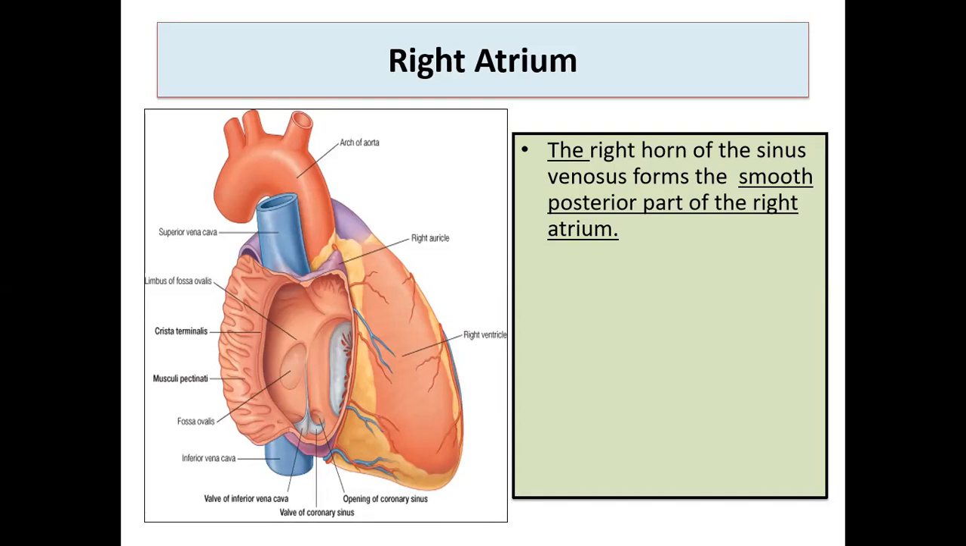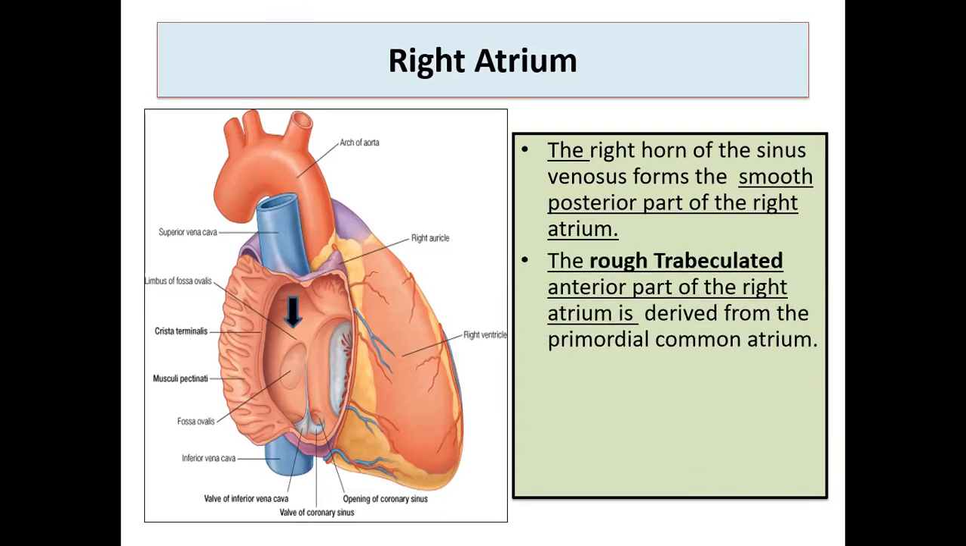The fossa ovalis is where the foramen ovale was, so it closes and forms the fossa ovalis. The wedge around it is called the limbus of the fossa ovalis.